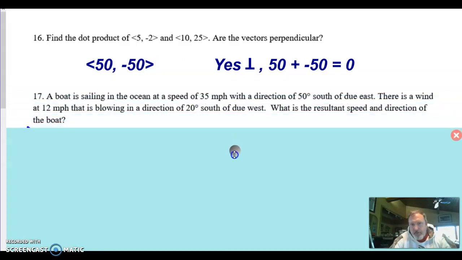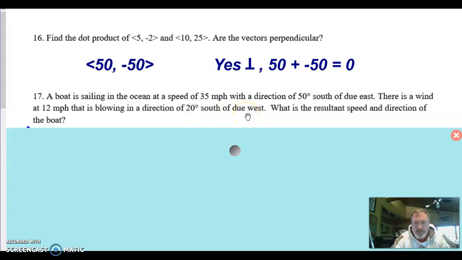Right, here's a vector review problem. We got a boat sailing 35 miles per hour, 50 degrees south of due east. So due east is 0. So 50 degrees south of that is going to be 310. So you want to make a note of that here. That's at 310. And the wind is blowing 12 miles per hour, 20 degrees south of due west.